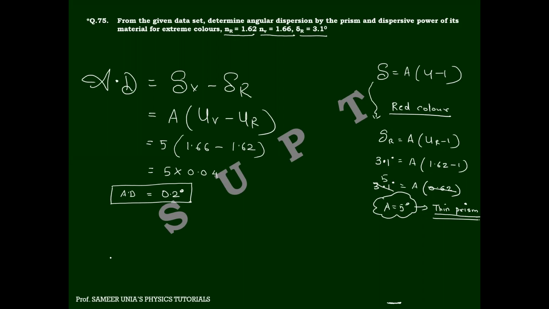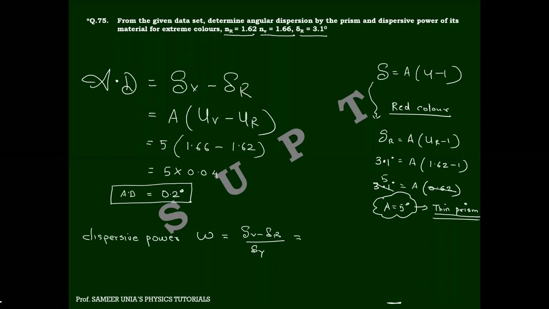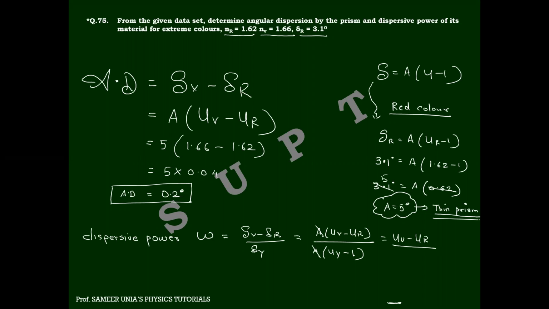I got angular dispersion. Similarly, if I need dispersive power, that is omega, what is the formula? Delta V minus delta R upon delta of yellow color. We can also write this in another way. Since μ is given to me, it is A(μ_V − μ_R) upon A(μ_yellow − 1). The A cancels. This will be (μ_V − μ_R) upon (μ_yellow − 1). We can write μ_yellow as (μ_V + μ_R) divided by 2, minus 1.